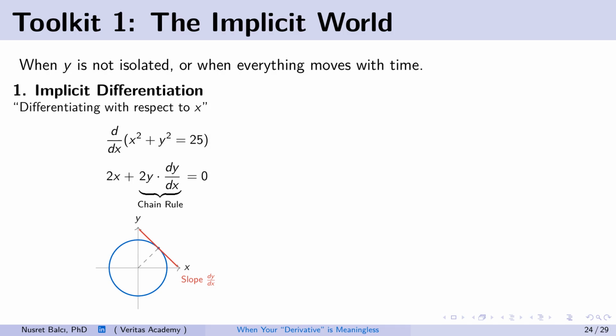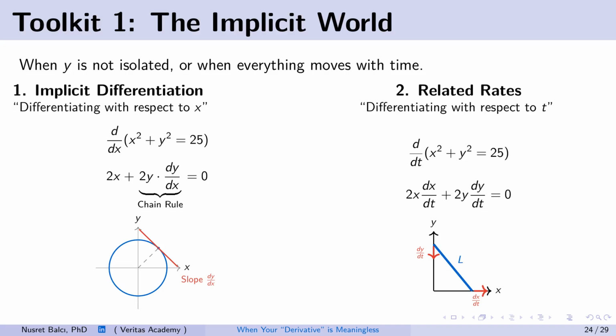Look at the circle. It is cumbersome to isolate y, so we differentiate blindly across the equation. Every time we hit an x, we are fine, but every time we hit a y, we pay the chain rule tax, dy over dx. Now consider related rates. Here we differentiate with respect to time, t. Look at the equation. Does x match t? No. Does y match t? No. Every single variable is a mismatch. This means every single term pays the tax, dx over dt and dy over dt.